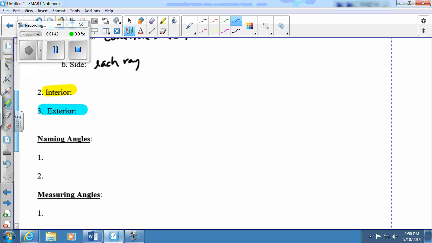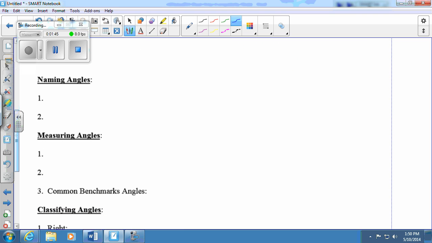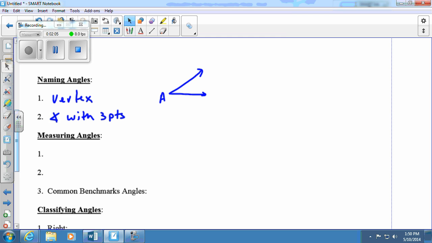So we're going to move down to naming angles, and we can name angles based upon their vertex and the angle with 3 points. So when we look at an angle here, I could call this angle A. Notice I'm using capital letters. Or if I had some points on here, we could name it with those 3 points. But when you name with 3 points, the vertex is the middle point.